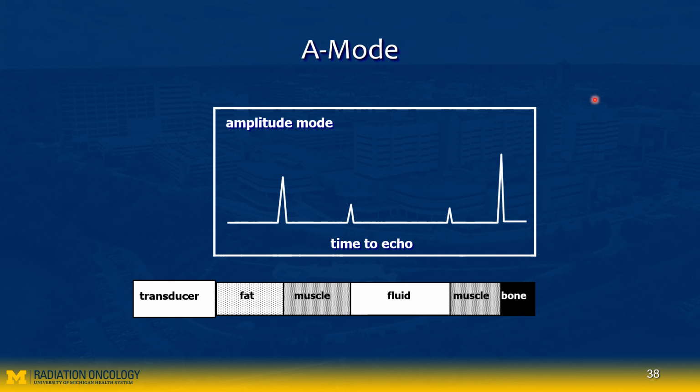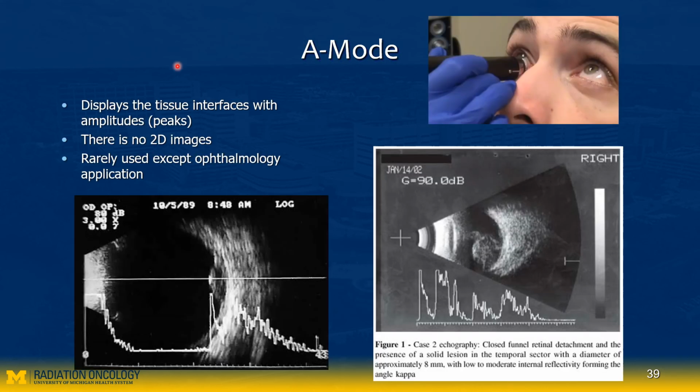So the height of the peak can tell you the material difference across the boundary. So that's A mode. Again, the A mode displays the interface, and it plots it as an amplitude, like this. So there's no 2D image. What you see here is not A mode. This is A mode. You see it's a plot.